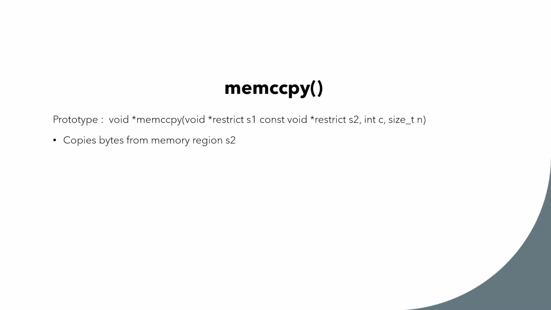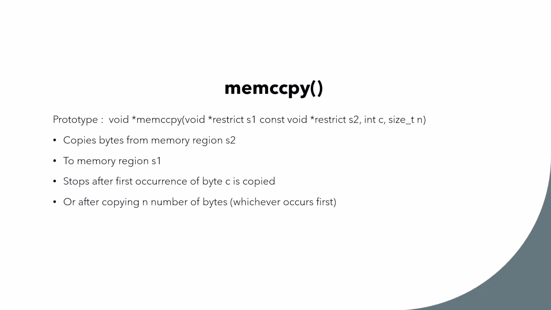This function copies bytes from memory region S2 to memory region S1, and stops after the first occurrence of byte c is copied. So the moment the character c is encountered, that's when the copy will stop, and a pointer is returned to the character just after c. Or the copying will stop after n number of bytes is copied, whichever comes first. So either the occurrence of byte c or the n number of bytes.